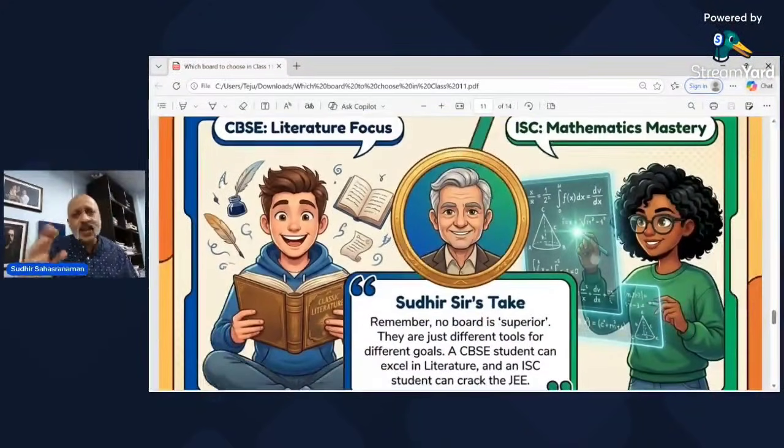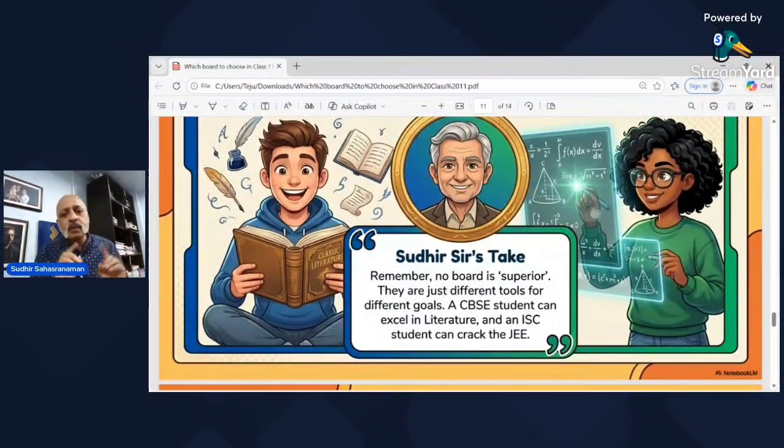So my take at the end of this entire comparison between the three boards is, please remember that no board is superior or inferior to any other. They are just different paths that you take in order to reach your destination. Okay. It is very possible that a CBSE student may be excellent. Like I studied in CBSE. I started teaching ICSE because I was teaching my daughter who was in ICSE. But I have been a CBSE student all my life from class 1 to class 12, right?